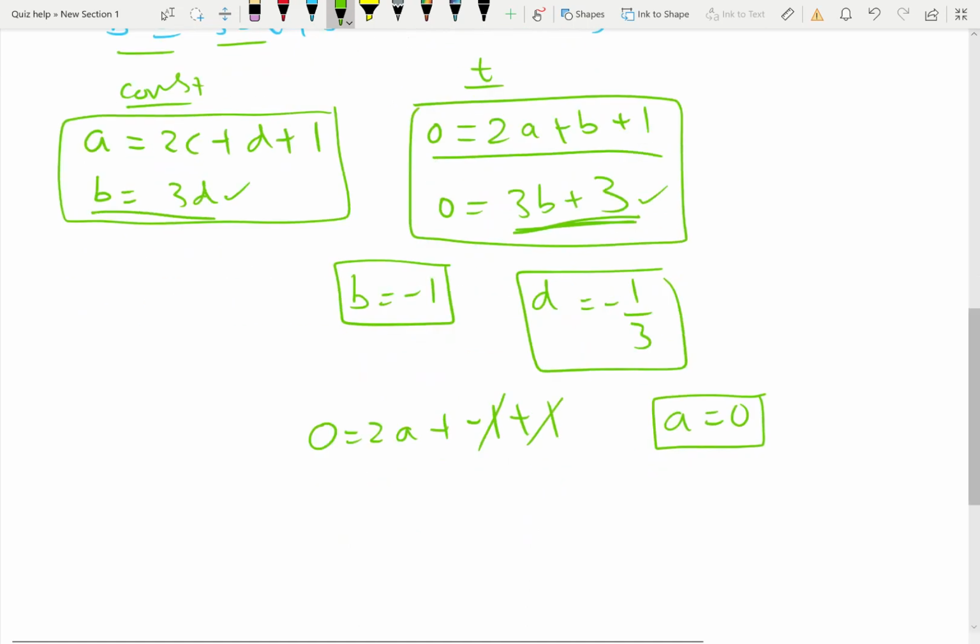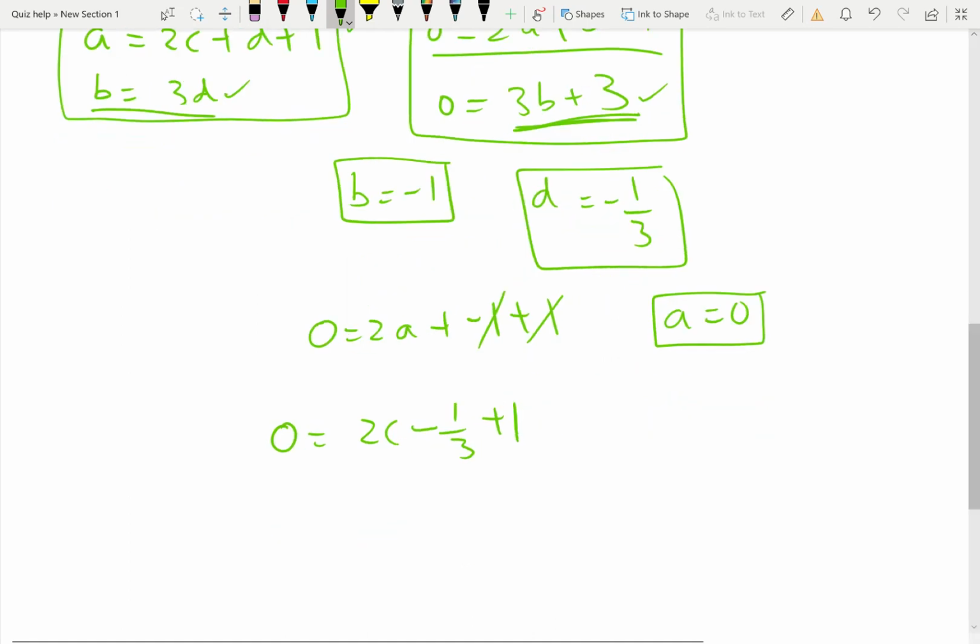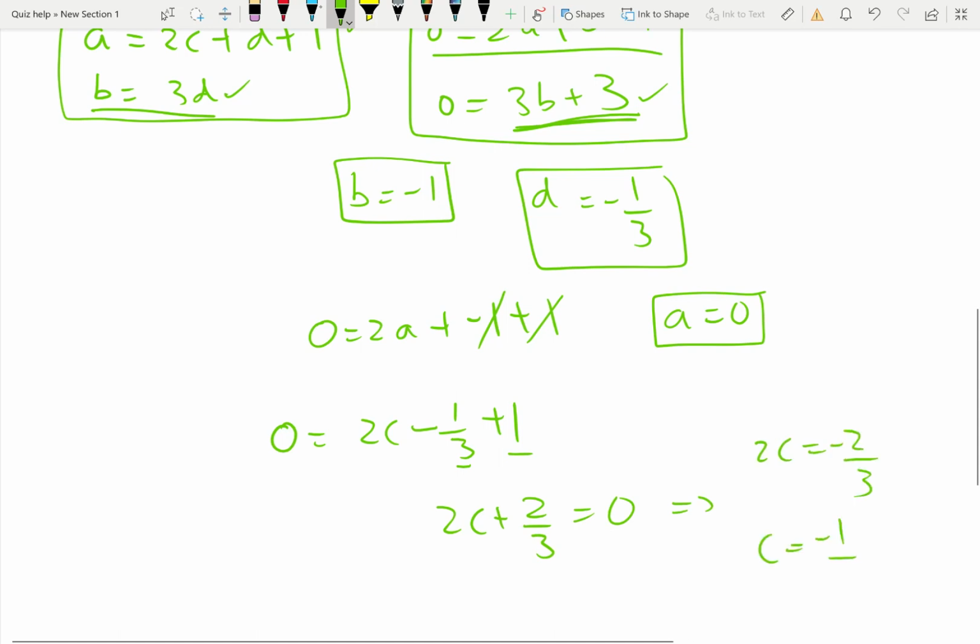Okay, so let's use this equation. A is 0, 2C plus D is -1/3 plus 1. So let's see what we get for C. 2C, here -1/3 plus 1 is actually 2/3, right? So this implies 2C is equal to -2/3, so C is -1/3. Alright, so this is what we get. Okay, so we found A, B, C, D.